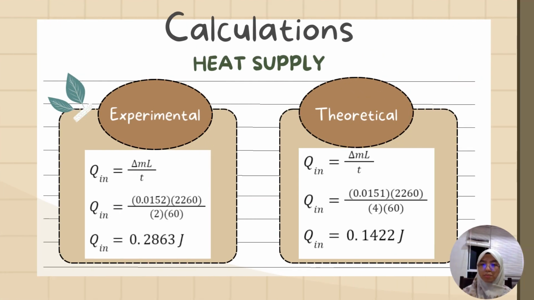For the heat supply, we are going to use the equation Qn equals change of mass times latent heat of water vaporization divided by time. The latent heat of water vaporization is 2260 joule. So we just plug it inside the equation together with the change of mass that we obtained earlier.